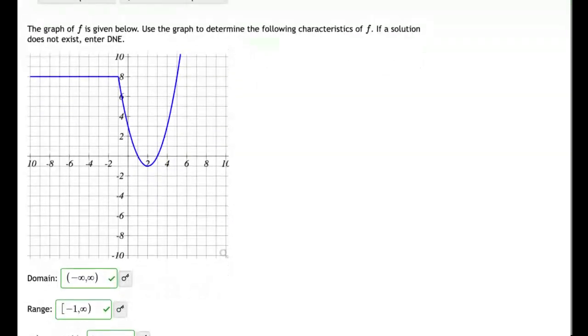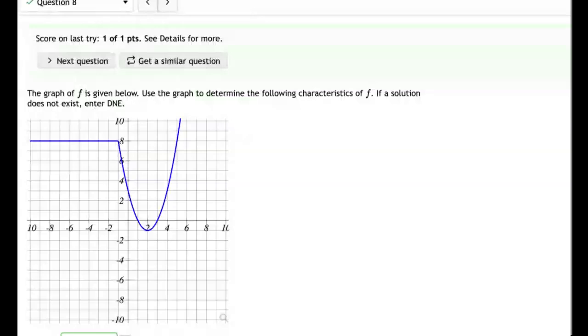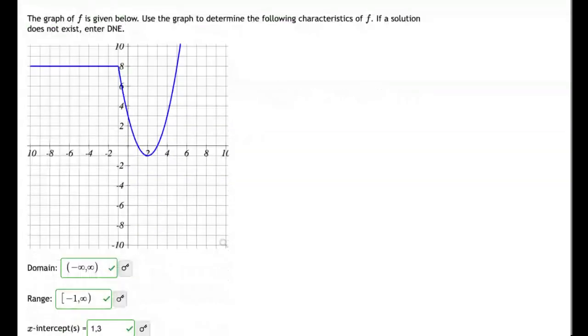And then we're done. My thought was maybe to kind of help with number 8.